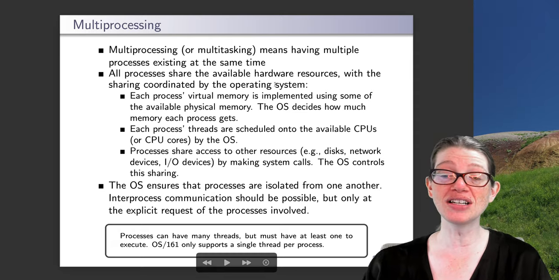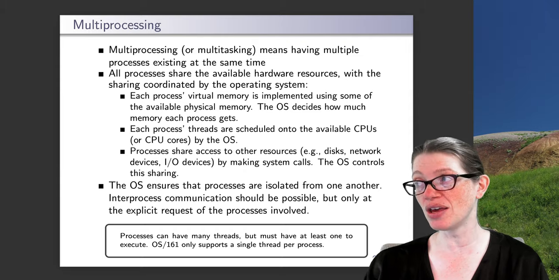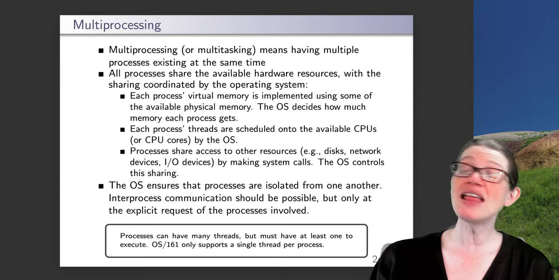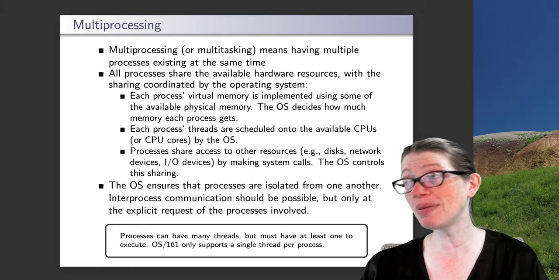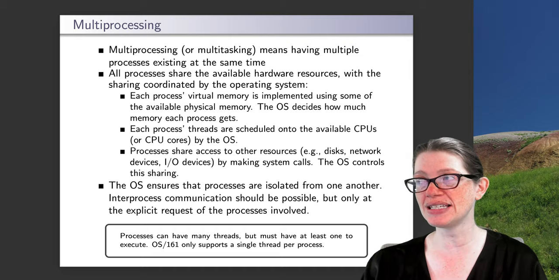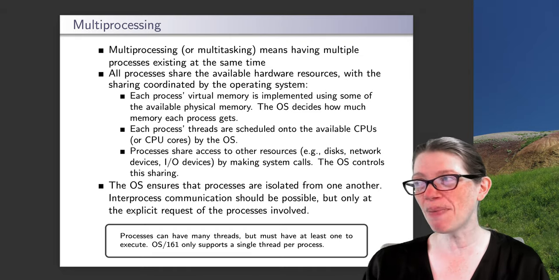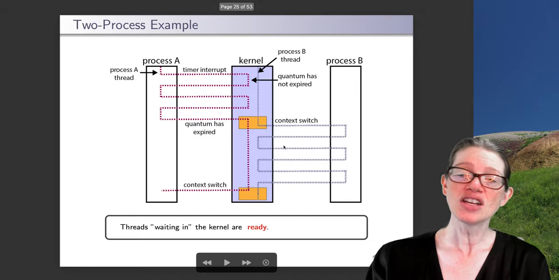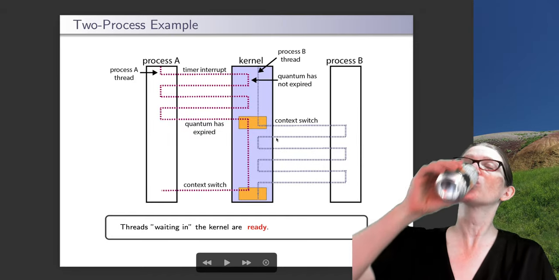So processes are going to have their threads sharing the CPU. So when we do a context switch from thread A to thread B, those two threads may not necessarily be of the same process. Those two threads might actually be of two different processes. But it doesn't really impact anything. It just changes what curproc is, right? So here's an example.